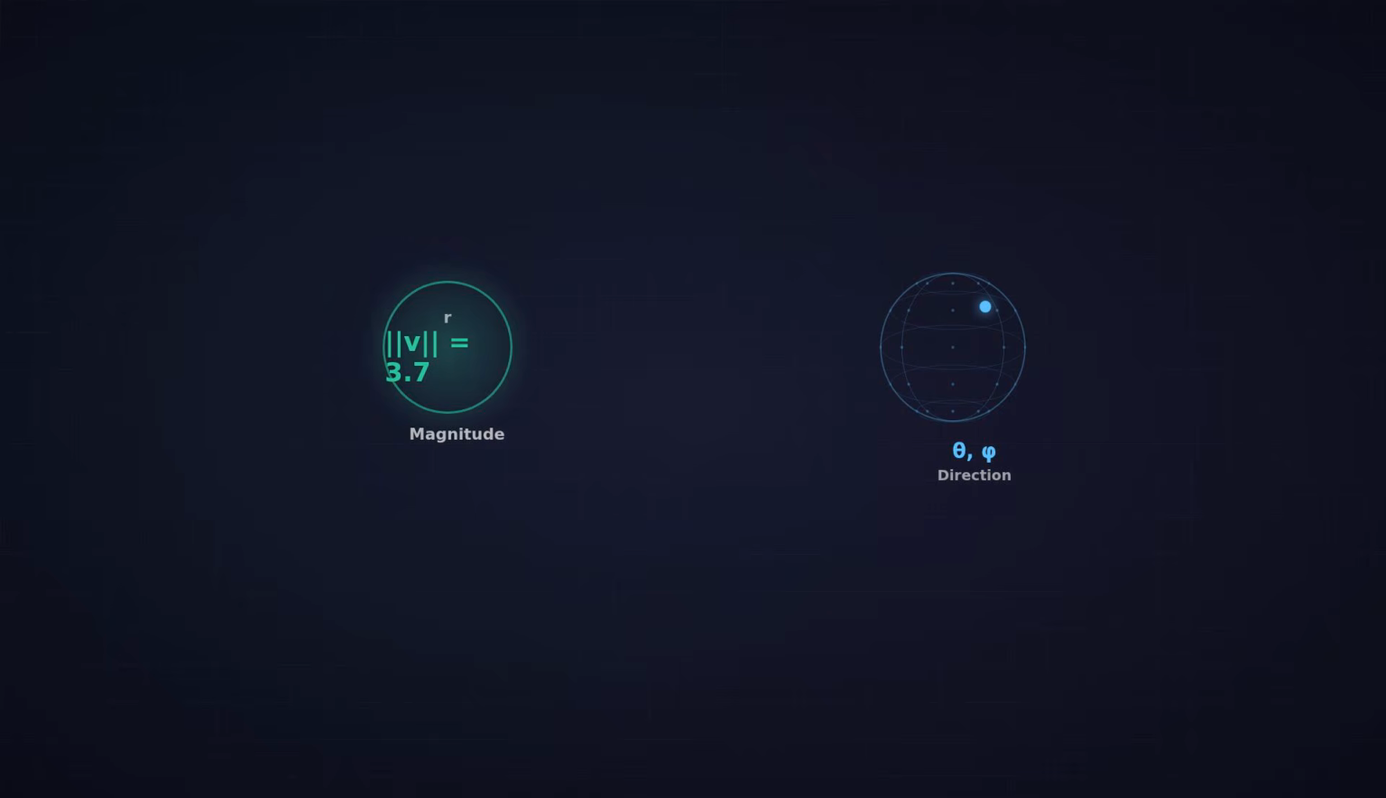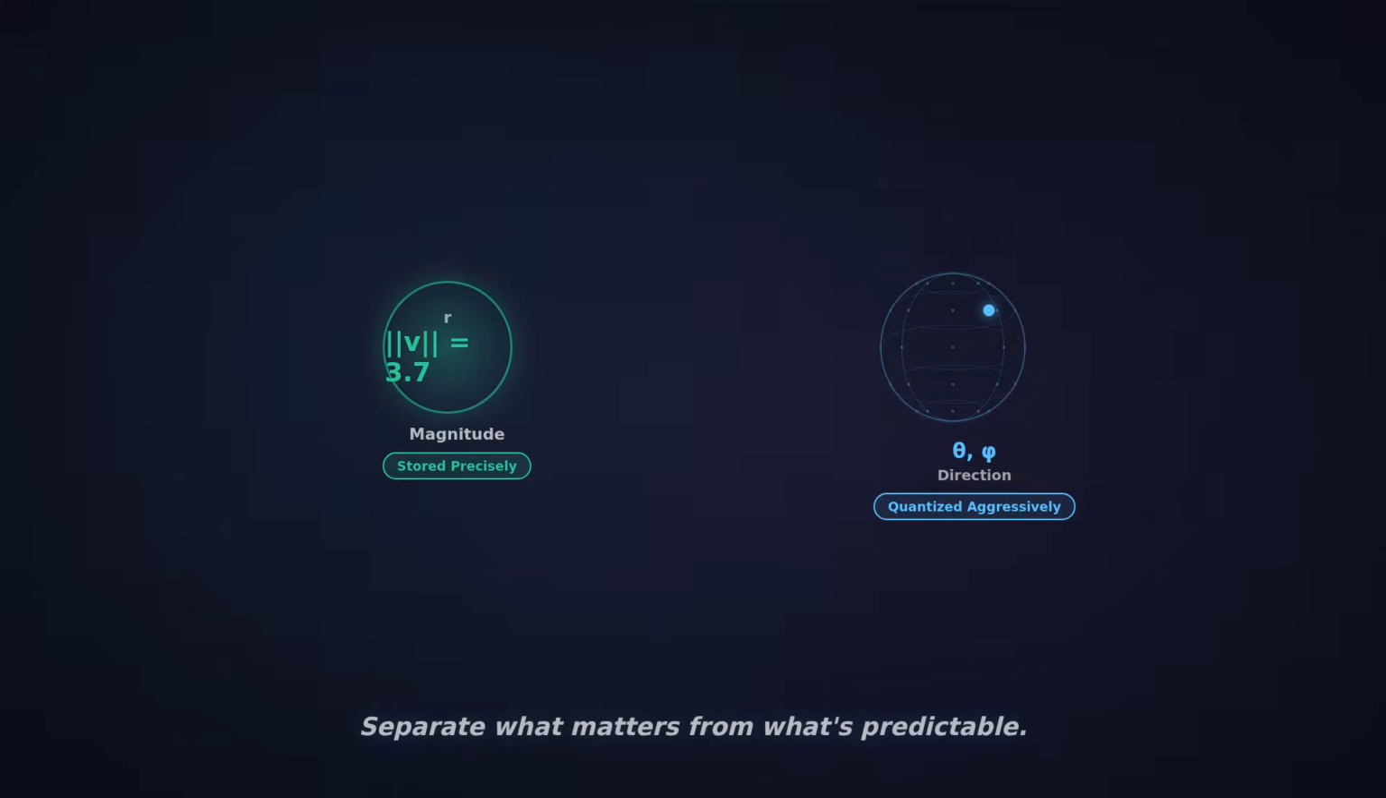Then comes the polar coordinates trick. Instead of storing each vector as XYZ coordinates, PolarQuant separates the magnitude, how long the arrow is, from the direction, where it points. The magnitude gets stored precisely. The direction, which is now on a predictable distribution, gets quantized aggressively.